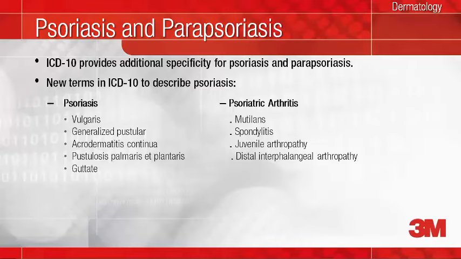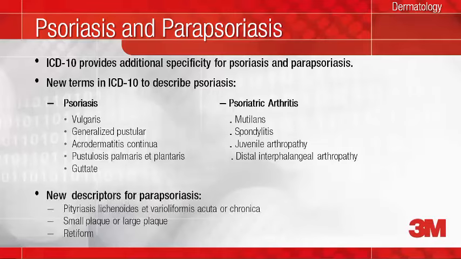Additionally, ICD-10 provides the ability to capture more information about psoriatic arthritis. Codes are provided for psoriatic arthritis mutilans, spondylitis, and juvenile arthritis, as well as distal interphalangeal arthropathy. For your patients with parapsoriasis, it is important to specify if the disease is small or large plaque, retiform type, or psoriasis lichenoides, acuta or chronica, since ICD-10 allows for more specificity of this disease process as well.